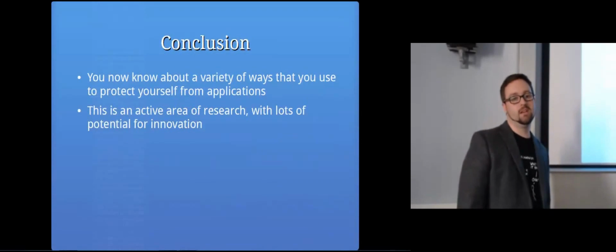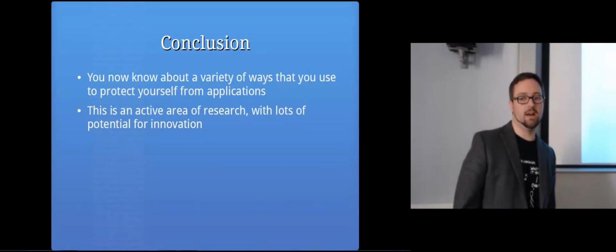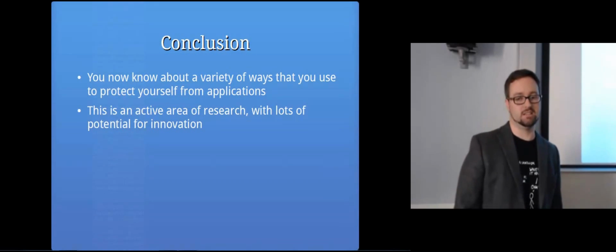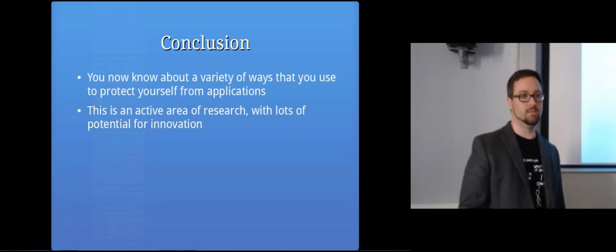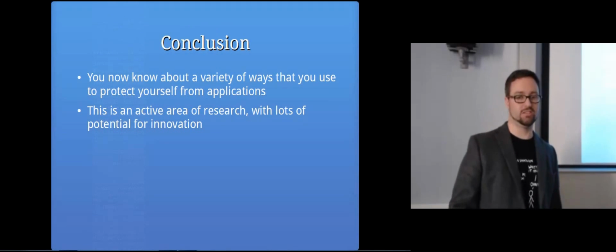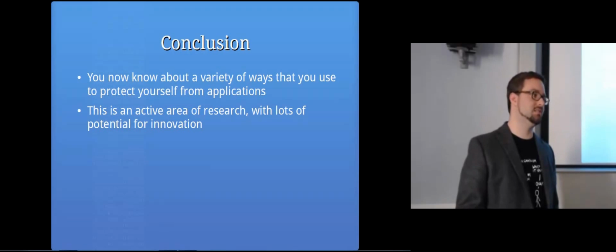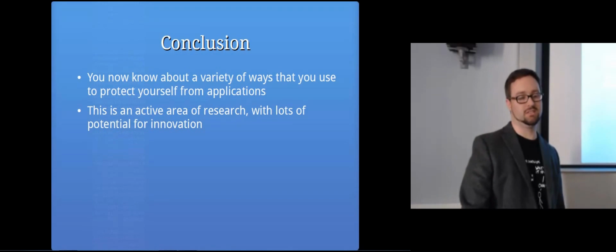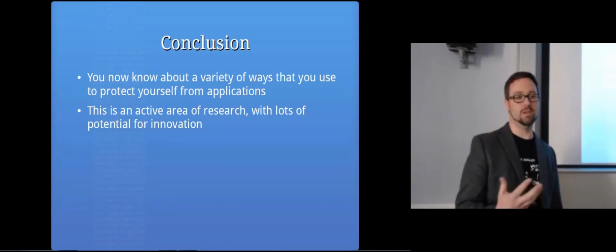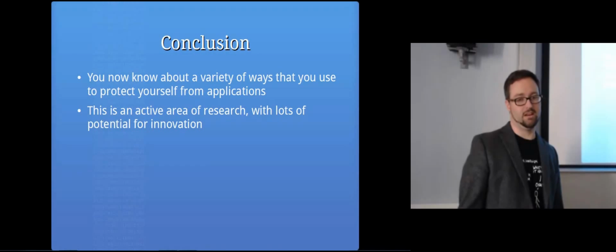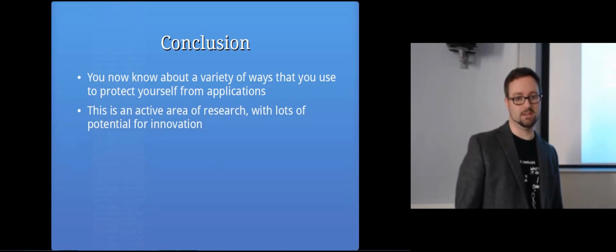So in conclusion, you now know a variety of ways you can use to protect yourself from applications. So when there's malicious code running on your computer, these are things you can do to basically restrict the kinds of damage that can happen. This is very much an active area of research. In some ways, there's a lot more that needs to be done because a lot of these systems are either incredibly difficult to use or there are big usability problems in them. And there's a lot of area for improvements to be made.